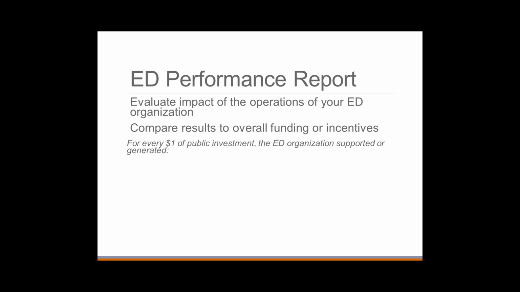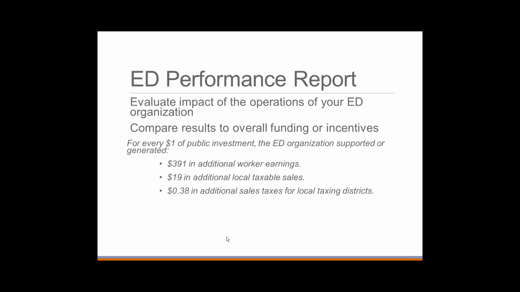And so you can get down to something where you can make a statement like, for every $1 of public investment, the ED organization supported or generated $391 in additional workers' earnings, $19 in additional local taxable sales, 40 cents in additional sales taxes for local taxing entities, $6 in additional property taxes for local taxing districts.